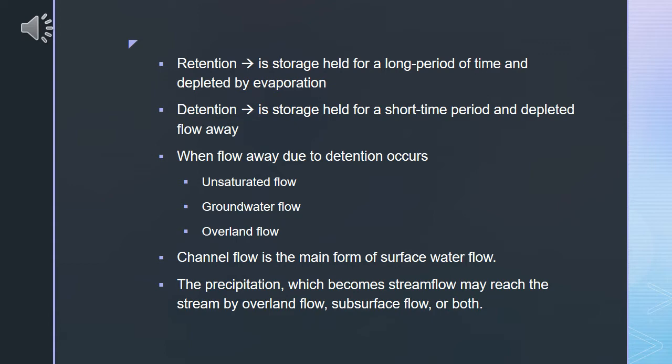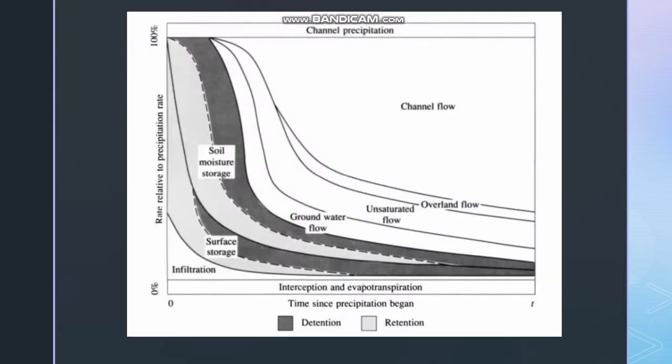And we also have channel flow. This is the main form of surface water flow. The precipitation which becomes stream flow may reach the stream by overland flow, subsurface flow, or both. Okay, after we define detention and retention, let's remember, retention is for a long time period and detention is for a short time period of rain, like ponding and soil moisture. So we can see the rate relative to precipitation rates and time since precipitation began.